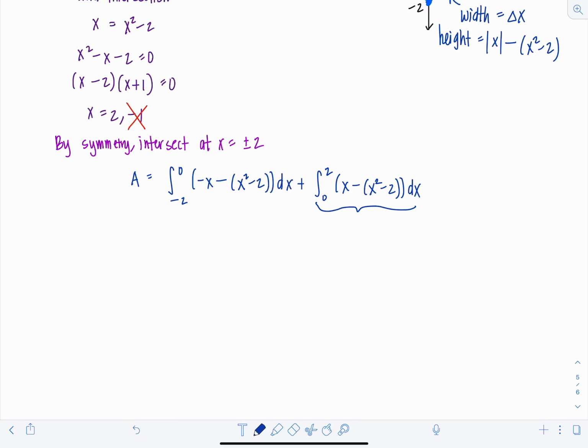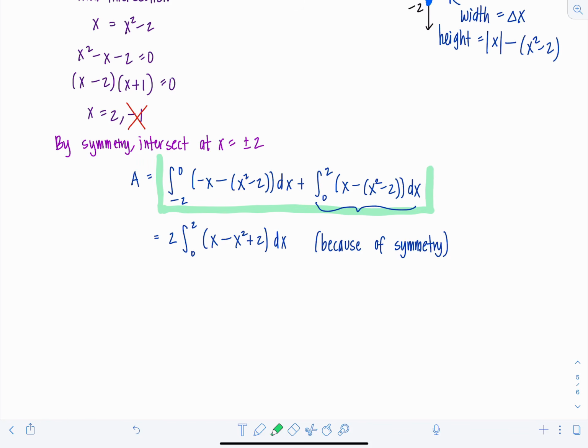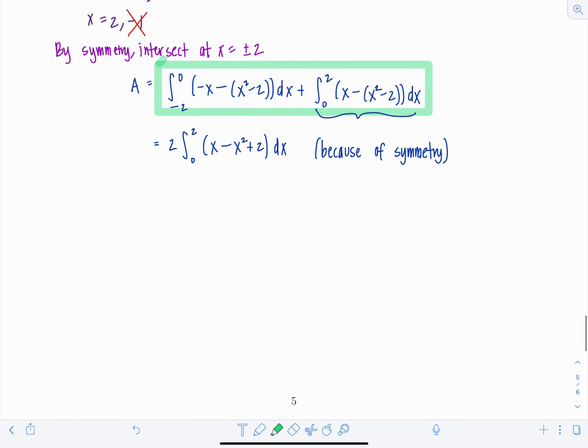So I can rewrite this as 2 times the integral from 0 to 2 of x minus x squared plus 2 dx. And you want to indicate this is okay to do because of symmetry. All right? And I do require that anytime my students make use of symmetry, they still write out the setup for the original integral. So just check with your teacher how they will require you to show your solution. Okay?